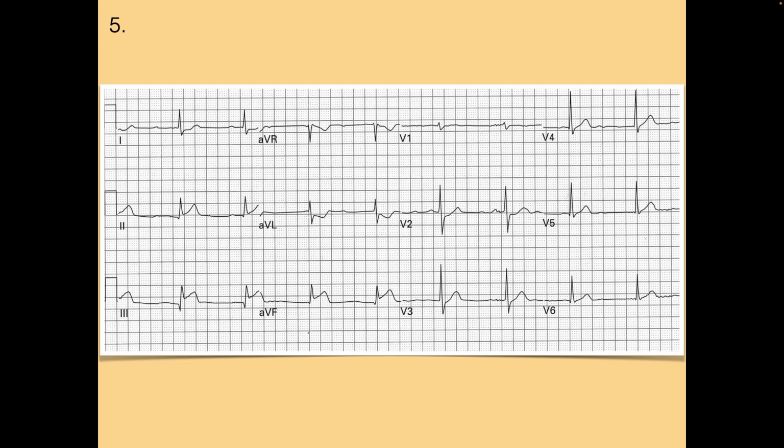Are you going to take this patient to the cath lab? Yes. Why? What do you see? Inferior. Yeah, and that's not what I was asking.